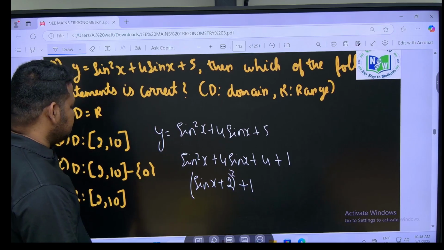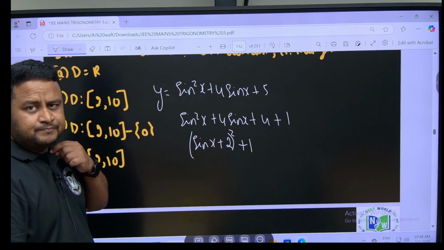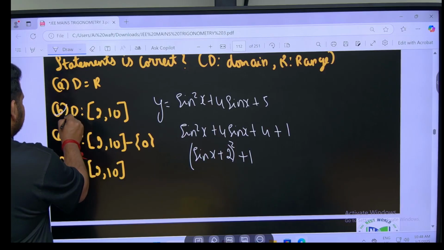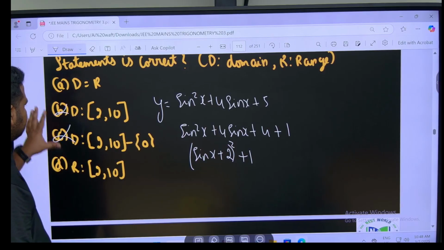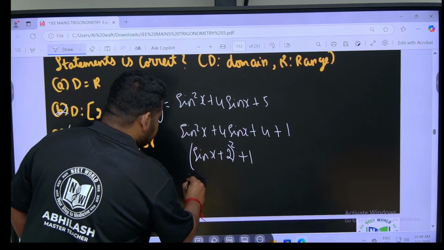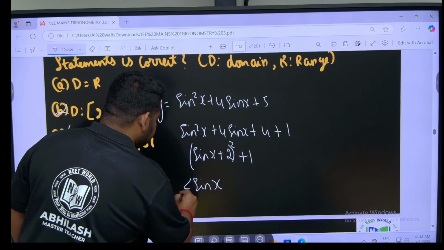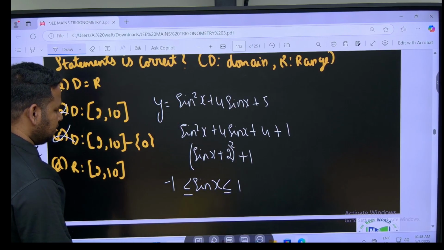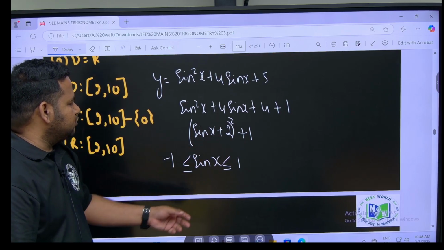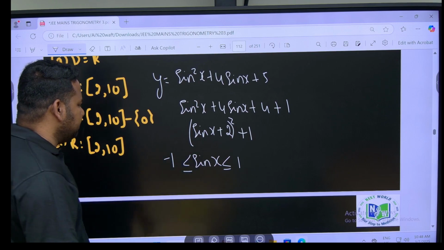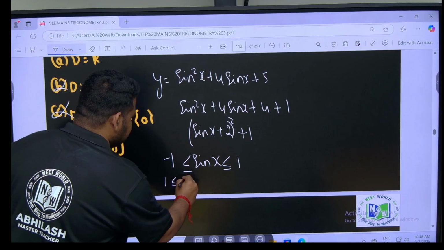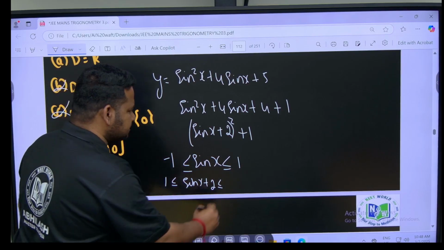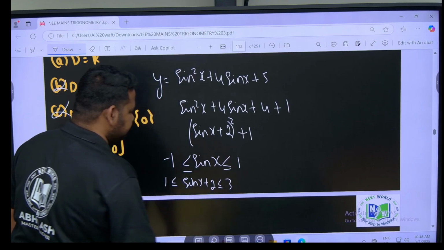Now let us take this. We know the domain is nothing but here the range. So options B and C are definitely eliminated. Now we have to look at option A and option D. First we know that the range of sin x lies between -1 and +1. Correct? Now if I add 2 to both sides, sin x plus 2 will lie between 1 and 3.